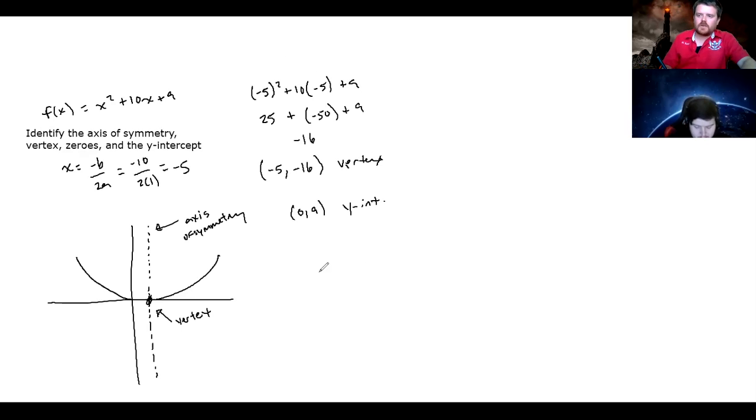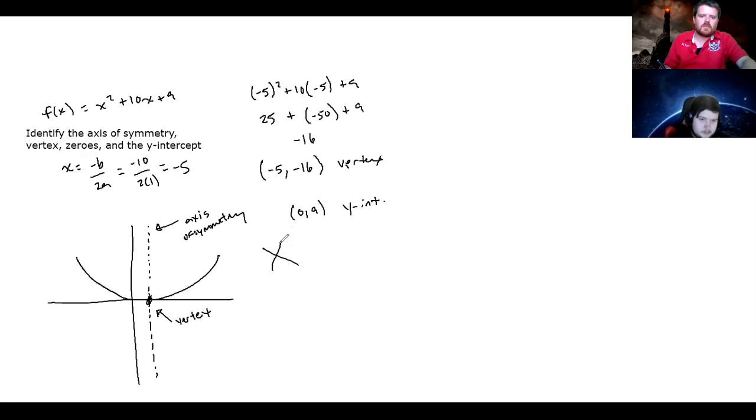And then I have my zeros. With Math 2, we spent a lot of time on different ways to solve a quadratic equation, which is basically solving or finding the zeros. So you can do factoring, you can do completing the square, whatever method you prefer. I'm going to just factor it.